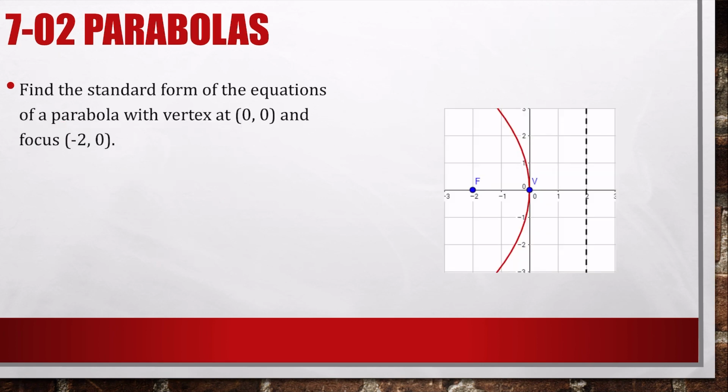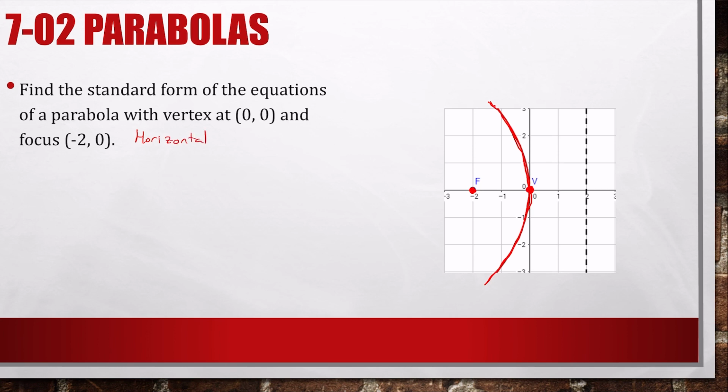All right, let's find the standard form of the equation of a parabola with the vertex at (0, 0) and a focus at (-2, 0). So I graph the vertex at (0, 0) and I graph the focus. I know the parabola bends around the focus, goes through the vertex and bends around the focus. And I also know from this that it opens towards the left. Therefore, I know it is horizontal.